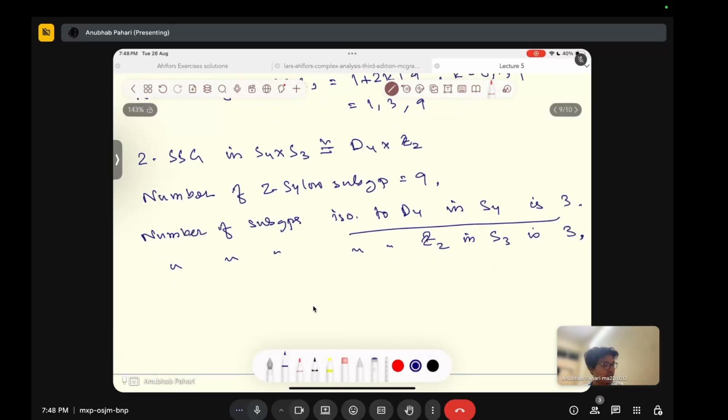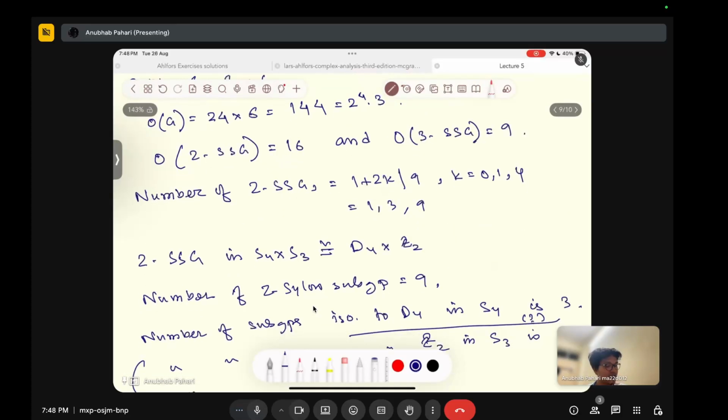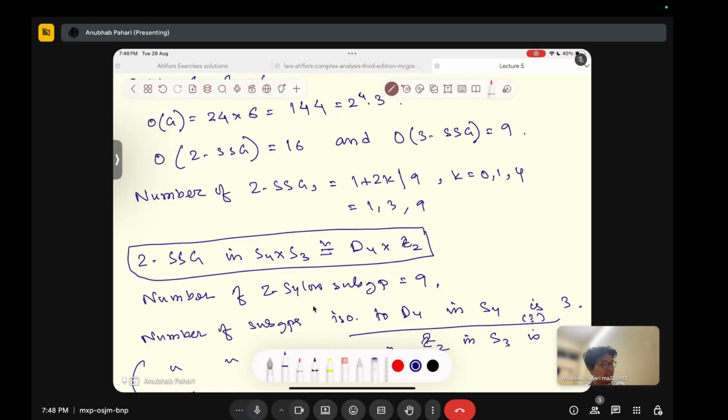The first one is clear, right? Yes. I am actually asking where we have calculated the values of k. After that, we have written that the 2-Sylow subgroup in S4 cross S3 is isomorphic to D4 cross Z2. Sir, how did you get this? That is apparently what I need to prove, and right now I don't have a solution to this. Maybe then can you please share it in the WhatsApp group? Yeah, maybe I will do it later.